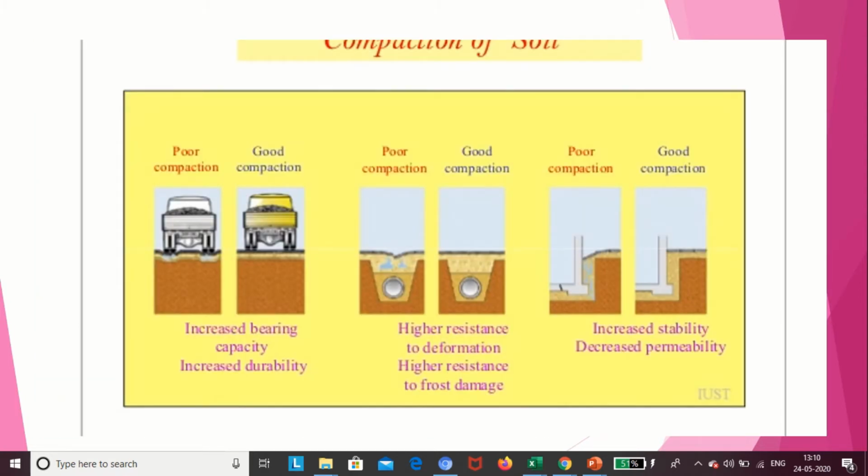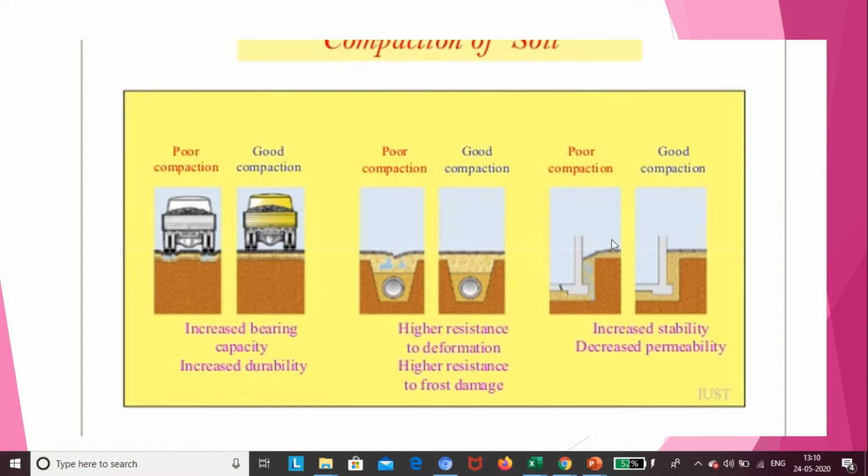See, there are three figures shown. In the first figure, the first one is poorly compacted, and the second one is a good compaction. When good compaction occurs, the bearing capacity of the soil will increase and it will also increase its durability. So by compacting, the bearing capacity of the soil will increase and that will result in greater durability. In the second figure, here also the first one is poorly compacted and the second one is well compacted. In this well compacted soil, there will be higher resistance to deformation and higher resistance to frost damage.